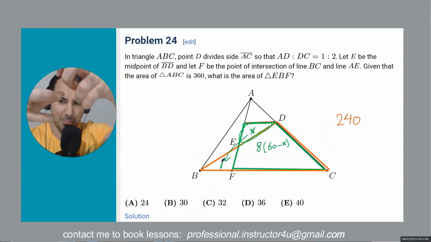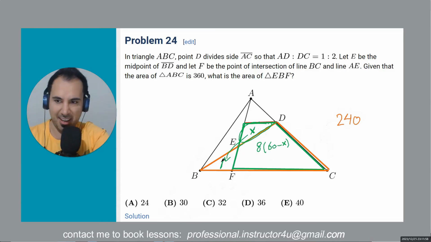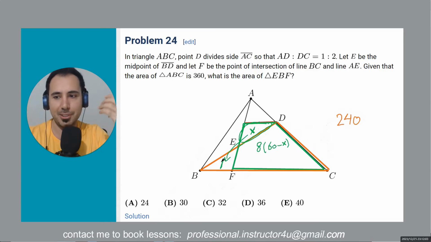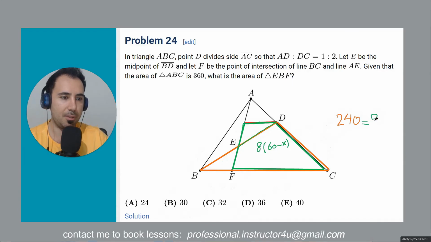So you cut that part. Imagine you cut that x, you put it there, right? We know they are x, they're equal. So the green one becomes the orange one. So what does that mean? That means 60 minus x is equal to 240. So we got our final equation.